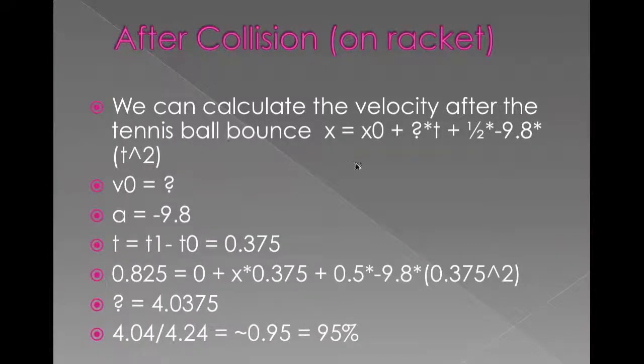We can use this formula to calculate the velocity right after collision with the racket. Using a bit of algebra, we substitute the values and find that the velocity after collision with the racket is about 4 meters per second.